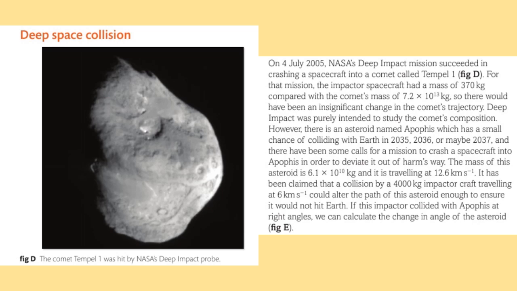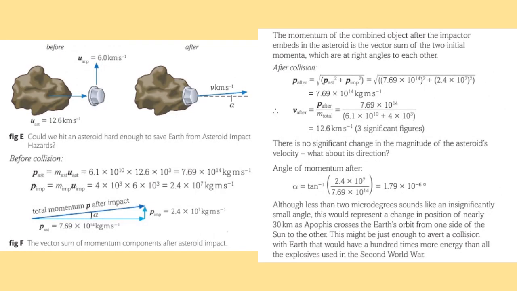So the question is, can we send an impacting craft to knock this asteroid out of the way? Now, the asteroid is 6.1 times 10 to the 10 kilograms. It's traveling at approximately 12.6 kilometers per second. They think that a 4,000 kilogram impactor craft traveling at 6 kilometers per second could actually alter the path enough to stop us all from dying. So let's have a look at the maths of that.